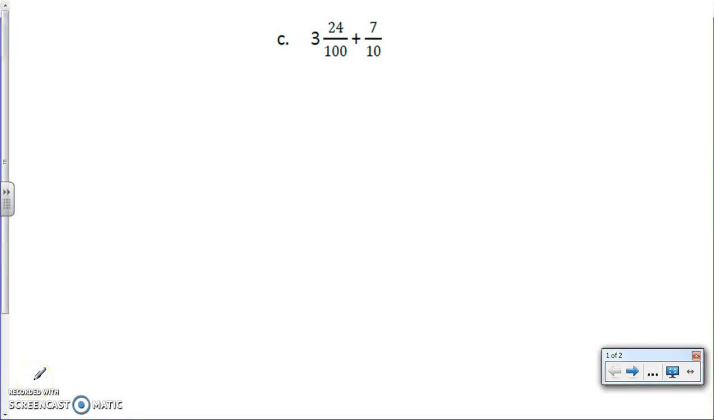For this lesson, we're doing Module 6, Lesson 13. We're going to start with Part C of the first question, where we have 3 and 24 hundredths plus 7 tenths. Now, we're actually going to solve this answer as both a fraction and a decimal. If we look in the end, our final answer should be the same, though.